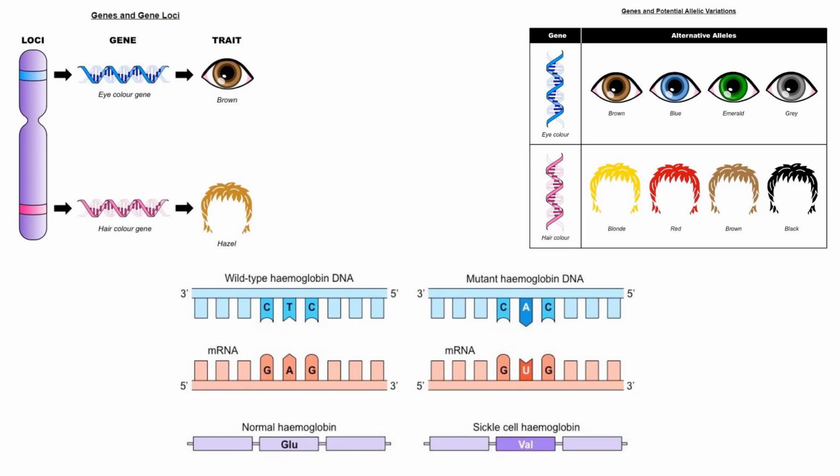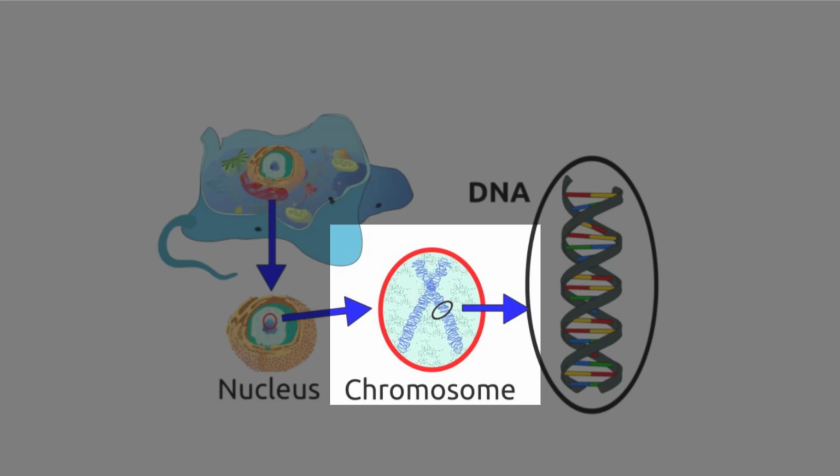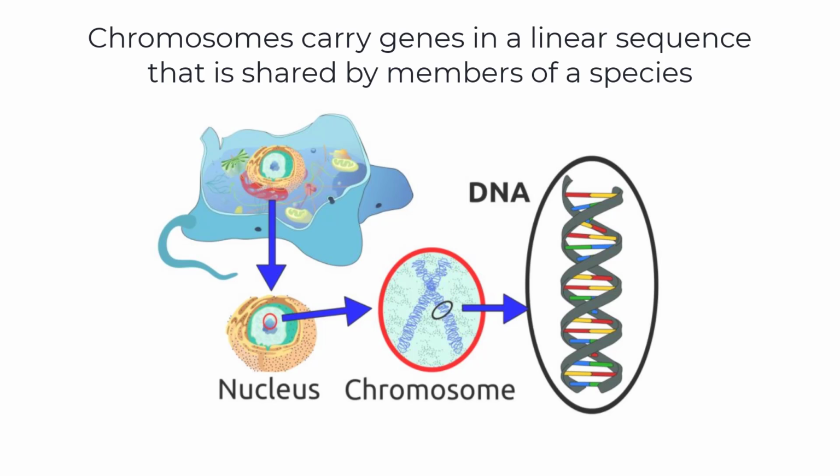In topic 3.2, we learned about genes, what they are, how they affect organisms, what leads to genes changing, and what a genome means for a species. In topic 3.2, we will take a closer look at chromosomes, which is where genes are found. We will learn that chromosomes carry genes in a linear sequence that is shared by members of a species.